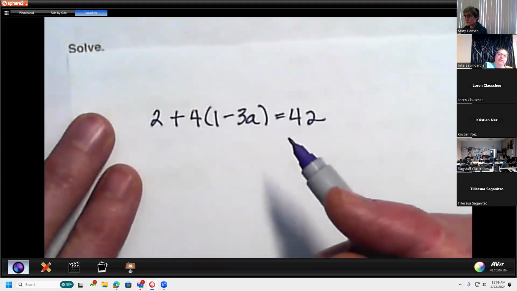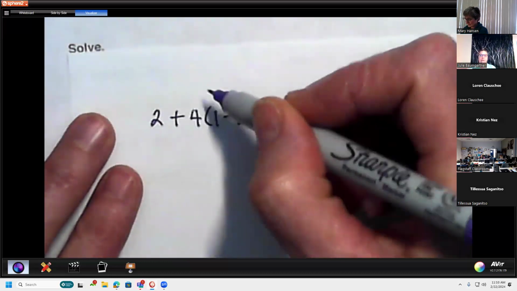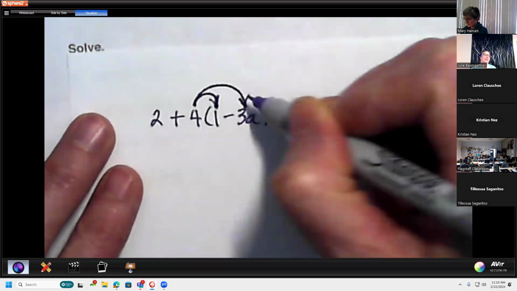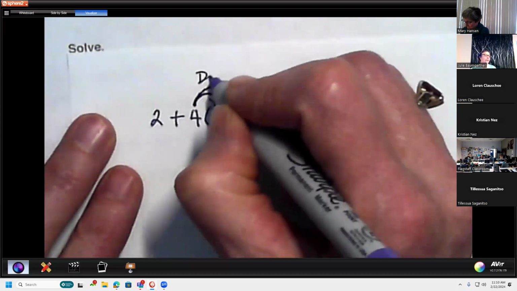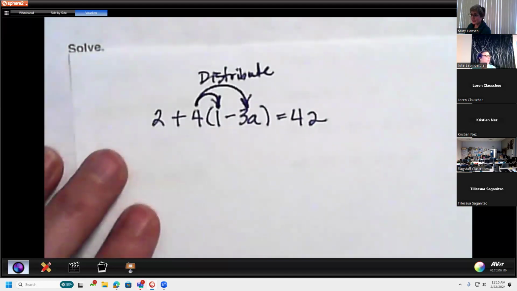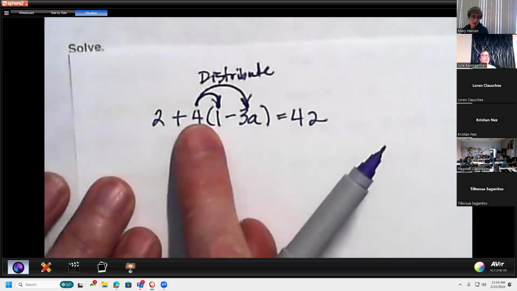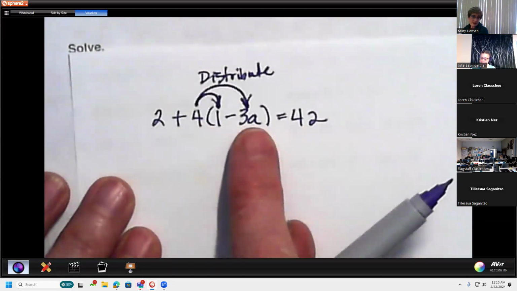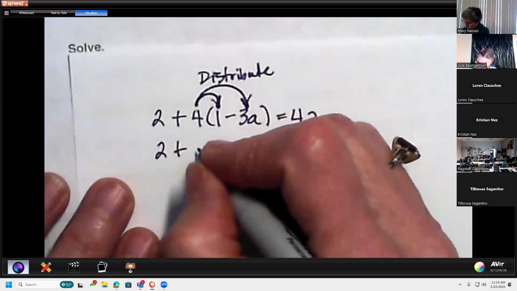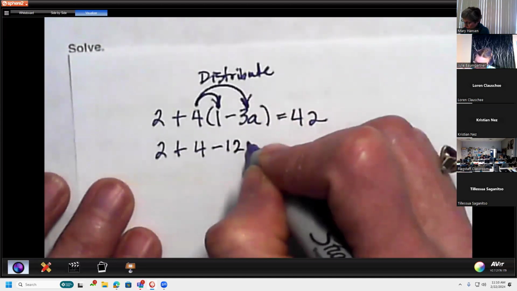Use the distributive property, so where is that happening? Mm-hmm, good. 3A or negative 3A? Okay, so I heard we want to do the distributive property, and that's correct. We want to distribute this 4 into the parentheses. 4 times 1 is 4. 4 times minus 3A is minus 12A.